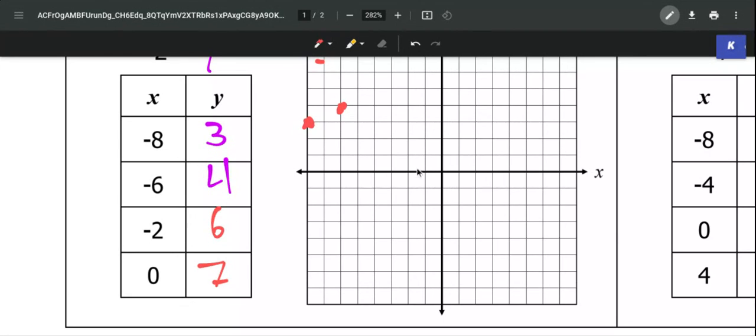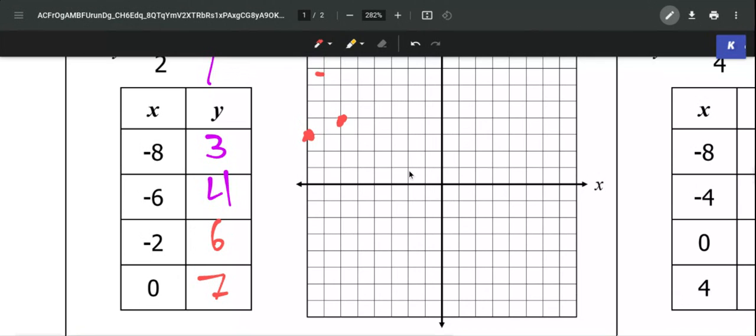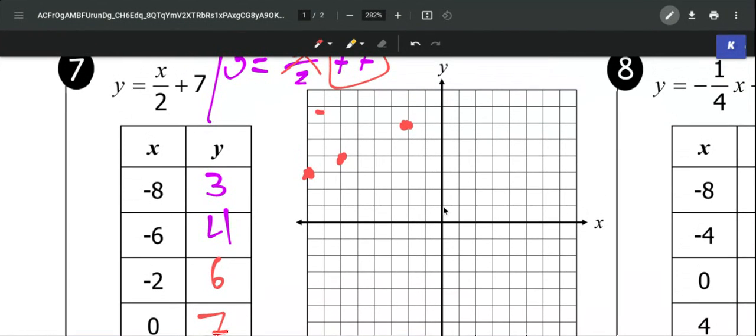Negative 2, 6 would be over to negative 2, up to 6. 1, 2, 3, 4, 5, 6. And then the last one is 0, 7. Since 0 is our x-coordinate, we don't move left or right. We just stay at 0, and we move up to 7 on the y-axis. So 1, 2, 3, 4, 5, 6, 7. Right here. And then you draw a straight line through your points.